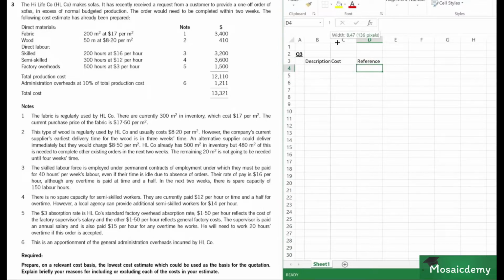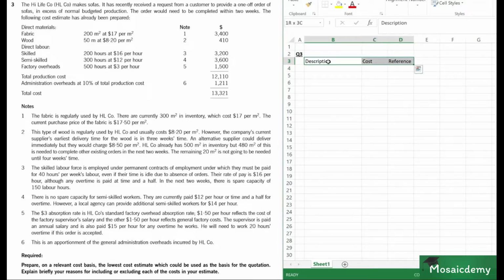For description, let's just extend the column a bit. Okay. And again, with headings for any sheet, any table, you should distinguish them. So let's make them bold and underline. Okay. So we've been given all this data. With relevant costing question, you don't need to focus on the table. The focus should be on the notes themselves, and each note should be treated as an independent thing, as in that means when you're reading note 3, you should not be worried about what happened in notes 1 and 2. Each note is independent.